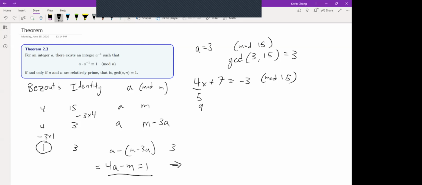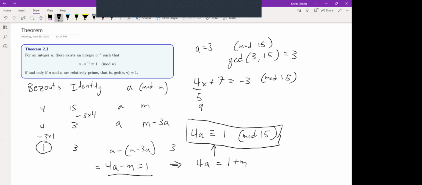If we rearrange this so that 4a is on one side, 4a is equal to 1 plus m, right? And note, if we divide each side by m, we can look at the remainders. So convert this to congruences and we get 4a is congruent to 1 plus m mod m. But remember, m is divisible by m itself, so this is just 4a is congruent to 1 mod m. And remember, our m is just 15, so mod 15. So we are directly given that 4a is congruent to 1 mod 15. And a is just going to be 4, because that's what we defined here. So essentially, 4 times 4 is congruent to 1 mod 15. So that's how we can determine via this process that 4 is the inverse, without guess and check.